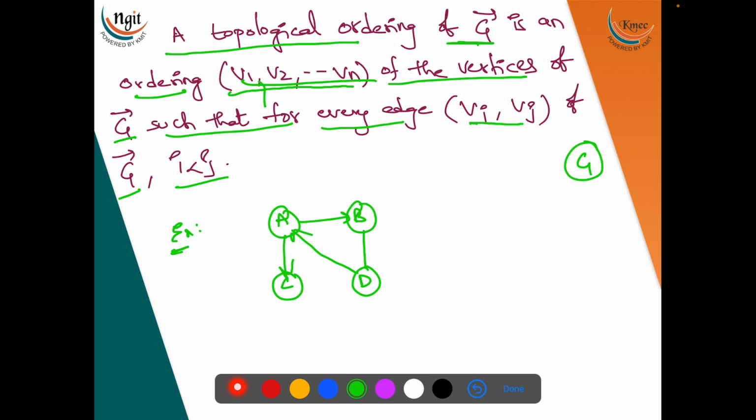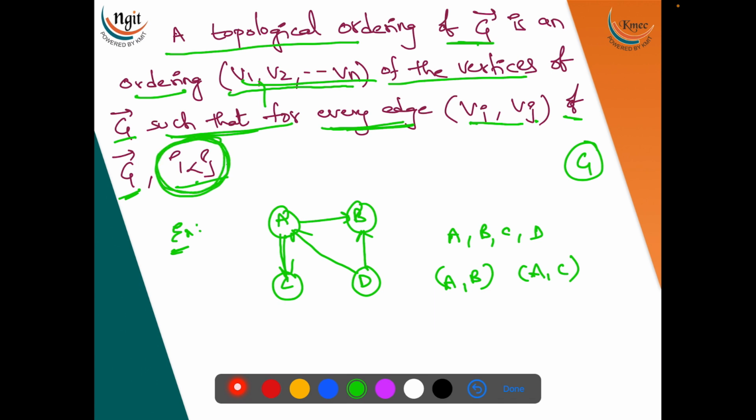So what are the vertices? The vertices are a, b, c, d, such that for every edge. What are the edges we have? A to b is one edge and a to c is the other edge. So for every edge (vi, vj) for a particular graph, the relation of i and j should be i less than j. That means increasing order. So when you are at vertex A, what are the edges from A available? A to B and A to C.